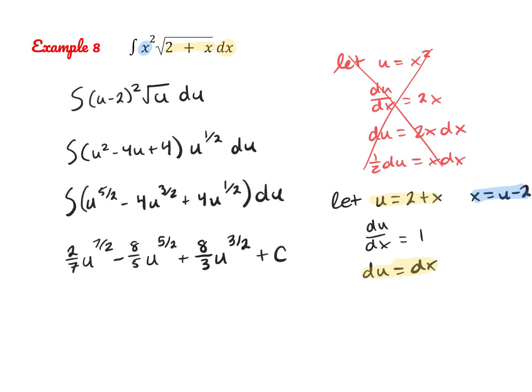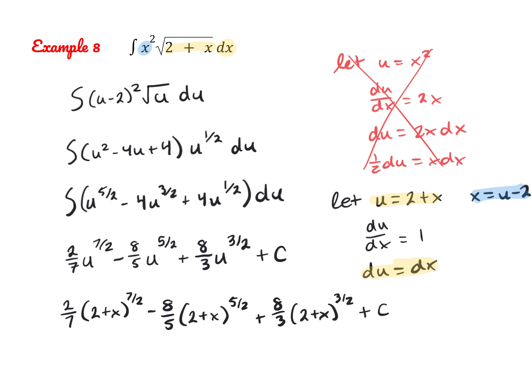And then all we have to do from here is substitute for u. And we're done. So (2 plus x) to the power of 7 halves minus 8/5 times (2 plus x) to the power of 5 halves plus 8/3 times (2 plus x) to the power of 3 halves plus c.